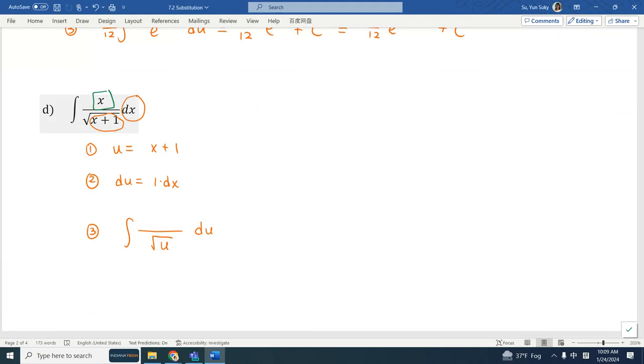Can I put the x here? Can we have an integral with u and x inside? No, we must change everything in terms of u. So it's like you don't drink a mixture of milk and orange juice, right? So how do we express x in terms of u? So express this in terms of u.